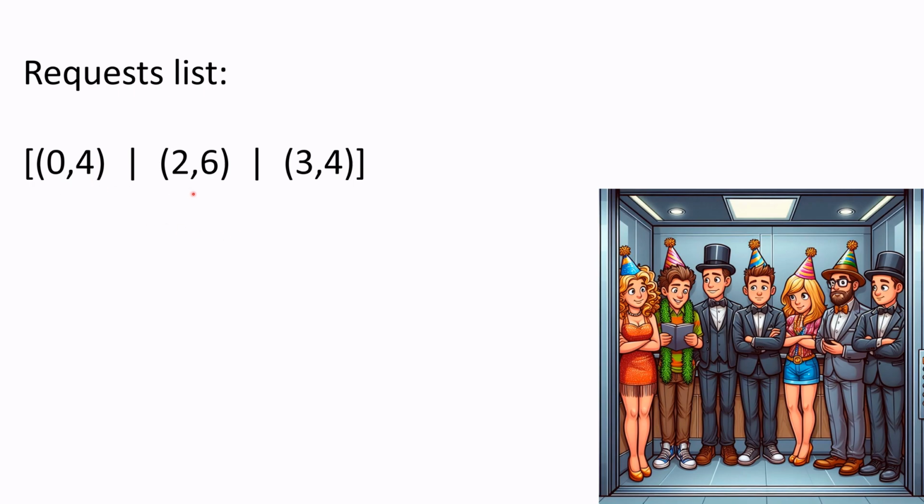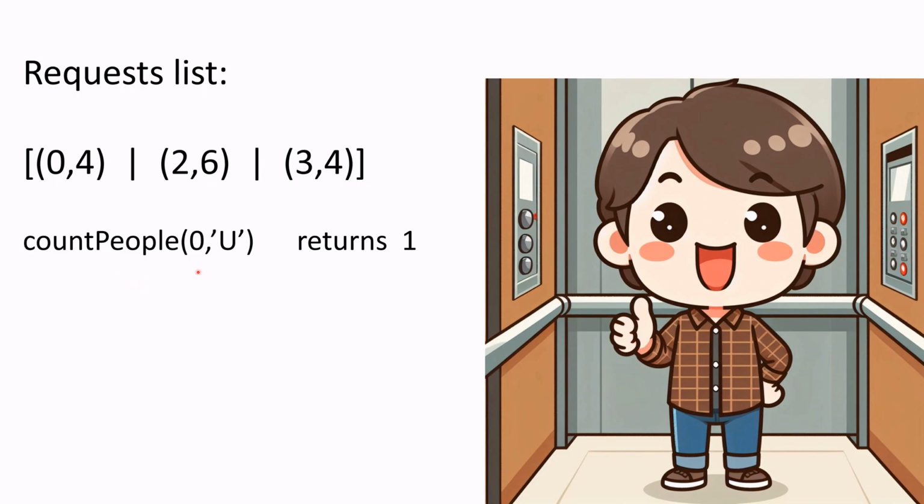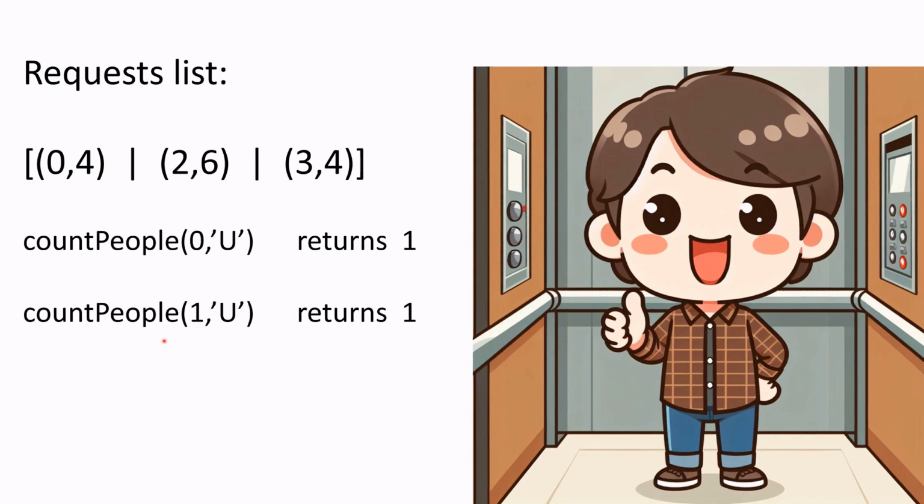The next one is to go from floor 2 to floor 6, and the last one to go from floor 3 to floor 4. Count people method on floor 0 will return 1 because user from floor 0, this request 0 to 4, will be the only one there. Count people on floor 1, lift going up, will also return 1 only, because in this lift till now only one person has entered.